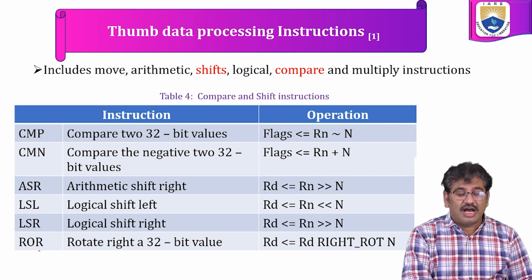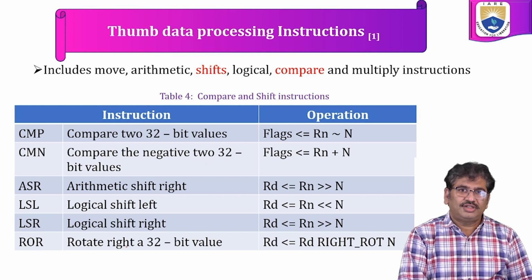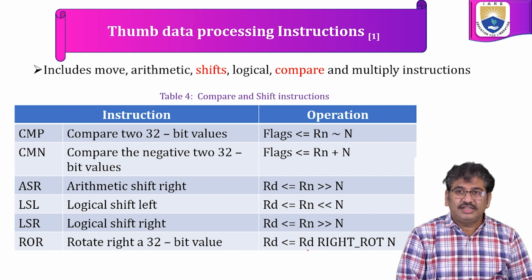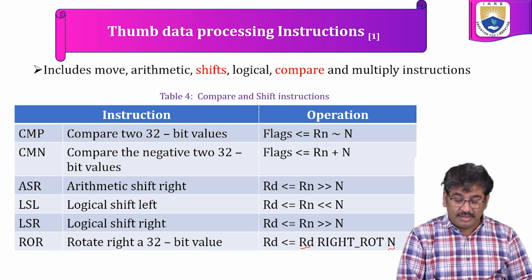The next instruction is ROR. This ROR instruction rotates right a 32-bit value. Here this instruction will rotate the register contents RD by N number of times, and the rotated value will be loaded in RD register again.